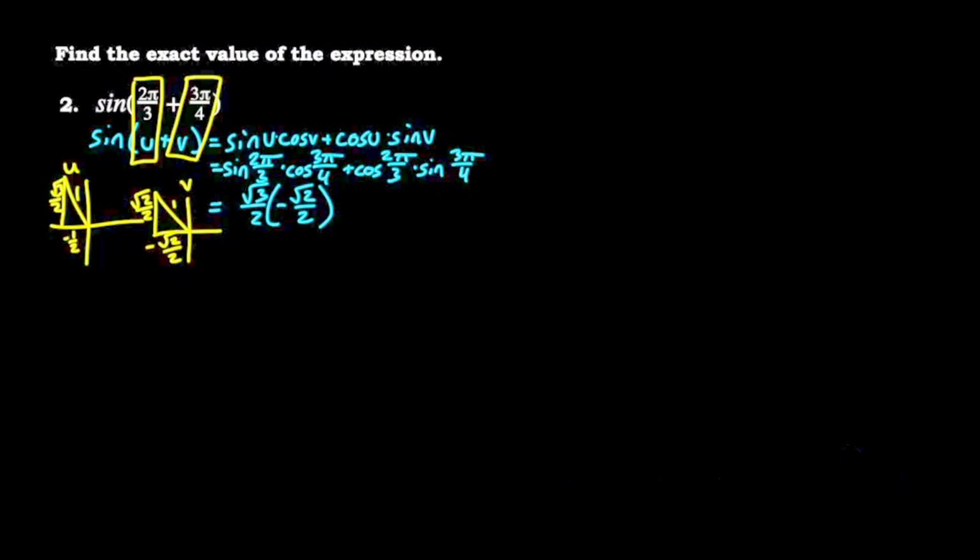And I'm putting that in parentheses because I don't want it to look like I'm subtracting these. I am multiplying them together. And then plus cosine of 2 pi over 3 is negative 1/2. So again, I'll put this in parentheses.